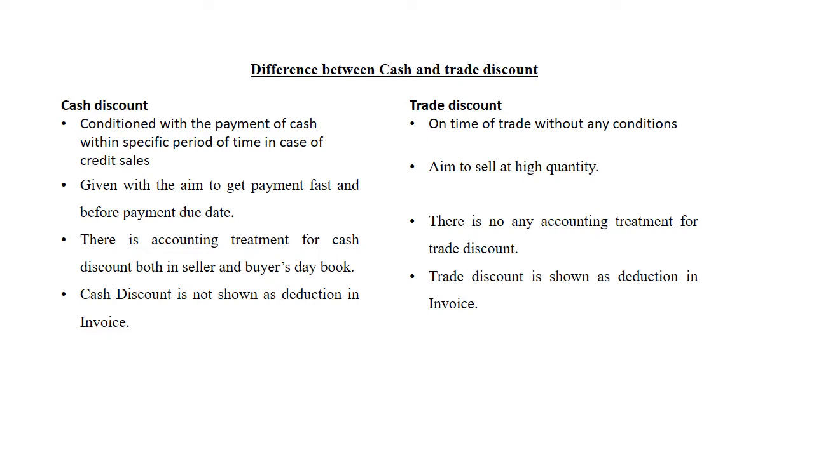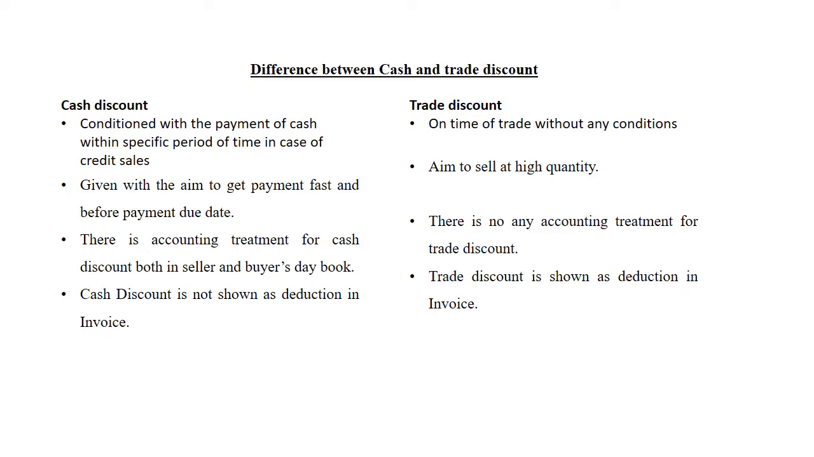And there is an accounting treatment for cash discount in both the books of the seller and the buyer. Because when we have cash discount, it will appear in the journal that my accounts receivable was more than the cash collected. If I collected my money on time and I am giving the discount, the cash I'm going to collect will be less than the receivable, and the difference will be recorded as discount. Cash discount, as I said, is not shown as a deduction in the price in the invoice. The invoice is going out with the original price. And if the cash was paid on time, then the price will be reduced and discount will be recorded.